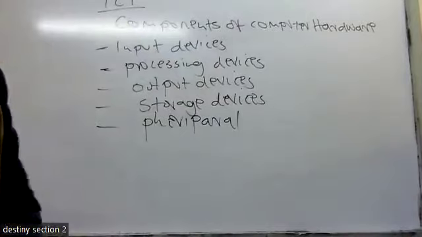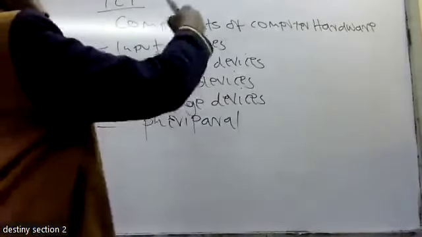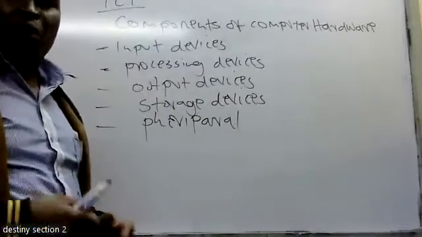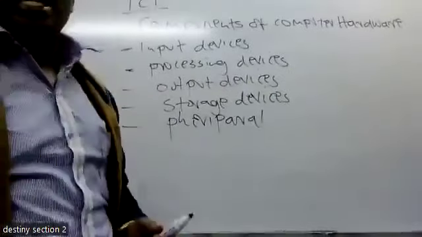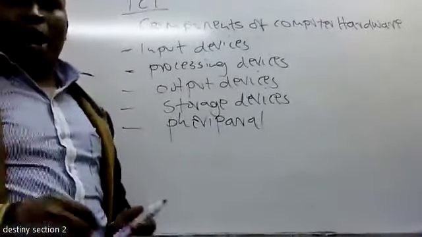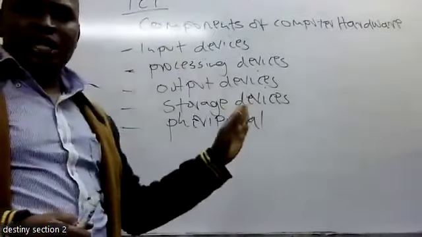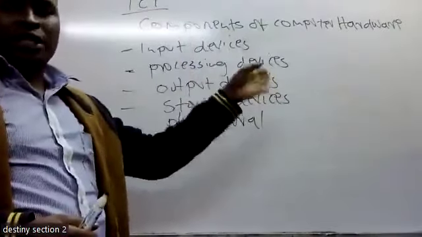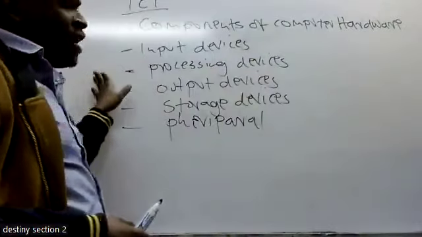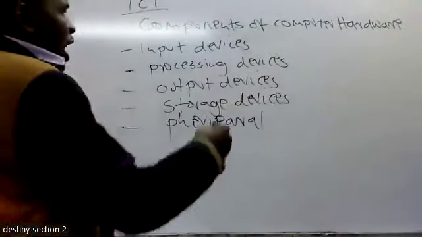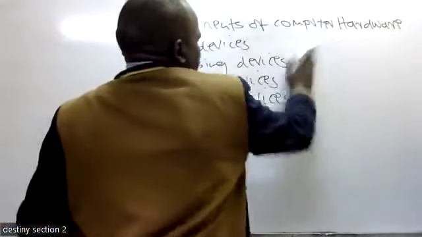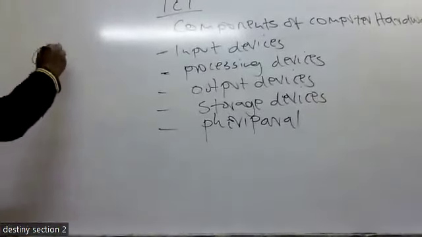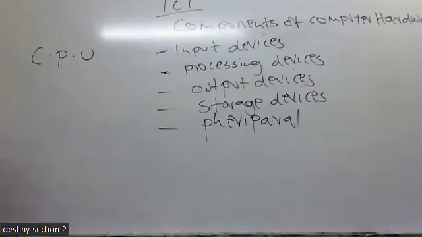If you wanted to summarize this in the simplest way, anything to do with computer hardware, what should come to your mind? You need to know the input devices, like the keyboard, the mouse, the touchpad, joysticks, and so on. And then processing devices. Like we discussed yesterday, we have the CPU, the central processing unit.